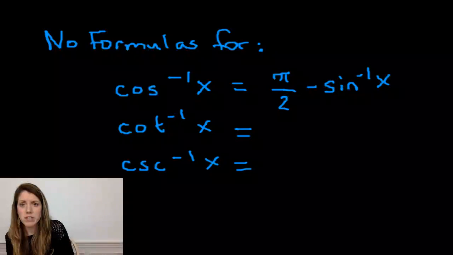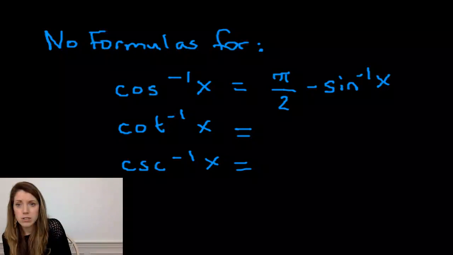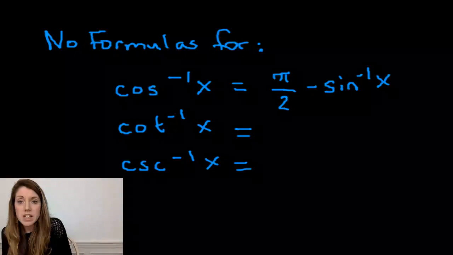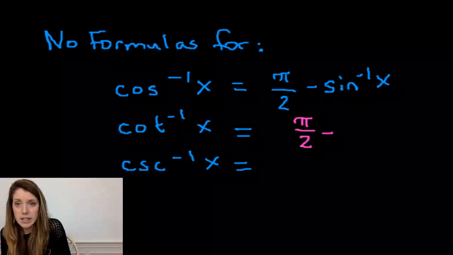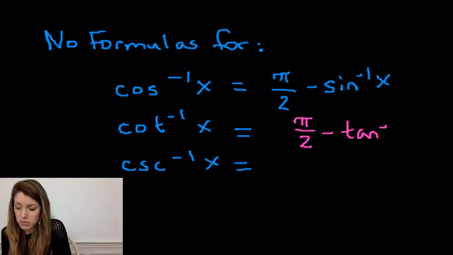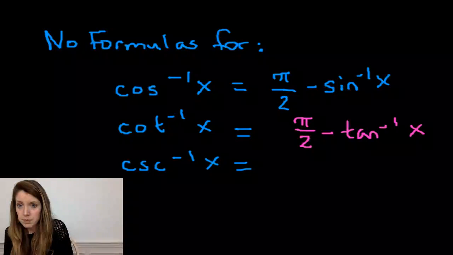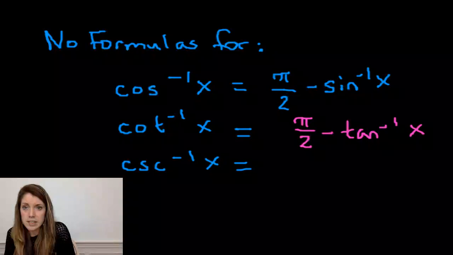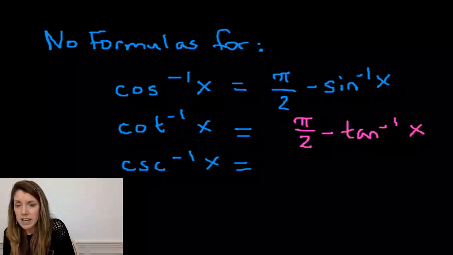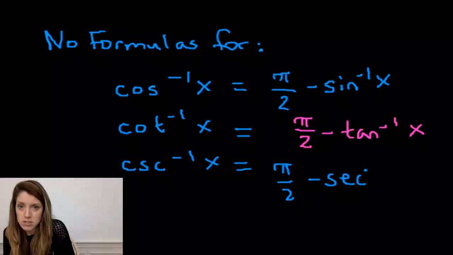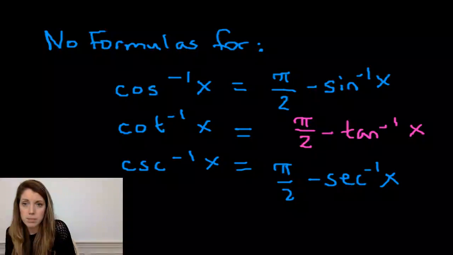I'm actually going to just do it in a different color because I feel like my lines are going to collide here. So the cotangent, the inverse cotangent, is just a transformation of the tangent. It's actually pi over 2 minus the inverse tangent of x. And then last but not least, the inverse cosecant is pi over 2 minus the inverse secant function.